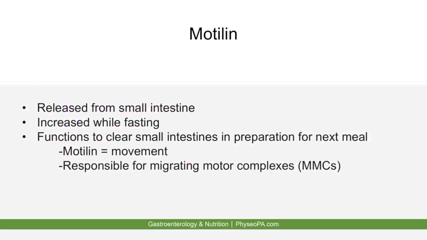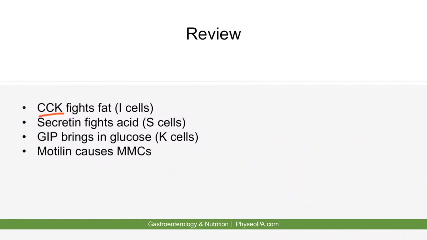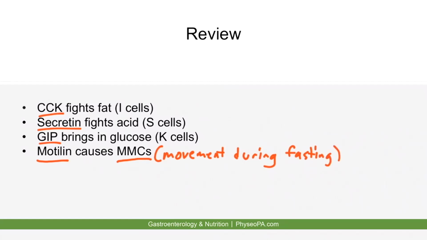So now let's talk about Motilin. Now, Motilin is released from the small intestine, and the release of Motilin is increased while fasting, so between meals. Now, Motilin functions to clear the small intestines in preparation for the next meal. So when you think of Motilin, think of movement. And Motilin is responsible for the migrating motor complexes, or MMCs, but we can just think of movement through the intestines. So now we've talked about CCK, secretin, GIP, and Motilin causing migrating motor complexes, or movement through the intestines. And this is especially during times of fasting.